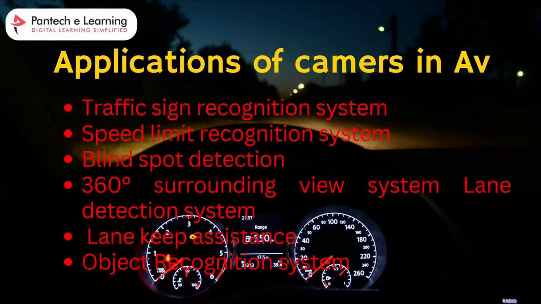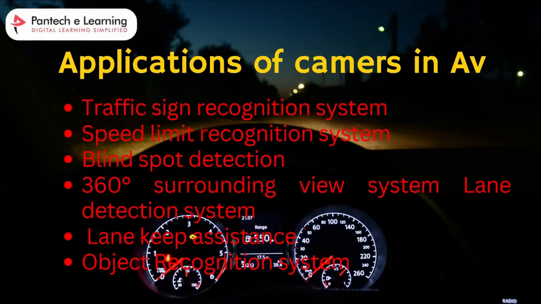So these are the applications of cameras in autonomous vehicles. First is traffic sign recognition and speed limit recognition, blind spot detection, 360-degree surrounding view system, lane detection and lane keep assistance systems, and object recognition systems.